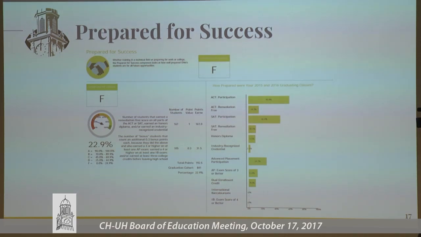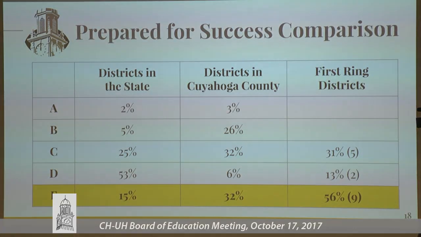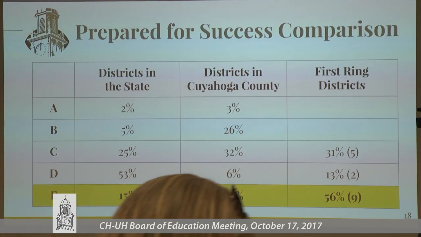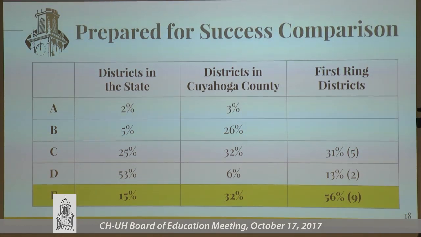Our overall performance in this measure was an F. When we look at performance across the state, we can see a majority of the scores fall in the D range. When we look at Cuyahoga County, there's a little bit better distribution. Most of the scores are chunked in the B, C, and F range. And then for first ring districts, you can see the majority of these districts performed in the F.